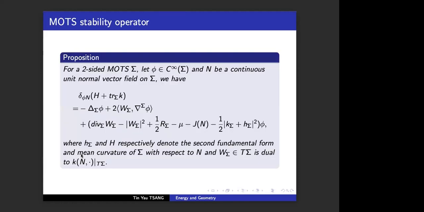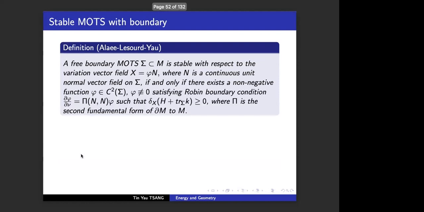First of all, let me talk about the meaning of stable MOTS. For two-sided MOTS, let φ be a function on it and n be a continuous unit vector field on it. Of course, if we just had the mean curvature, it would be just a Jacobi operator. But now with the K here, it is more complicated. Overall, it's a stability operator, and we have the definition corresponding to this operator. This is again by Galloway, Martin, and Yau. They talk about capillary MOTS, but in our scenario we only concern the free boundary case, so I quote part of the definition here.